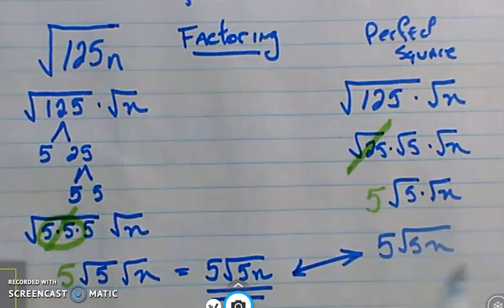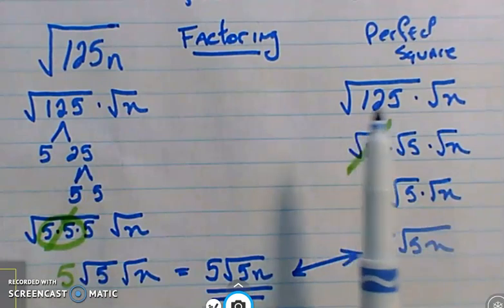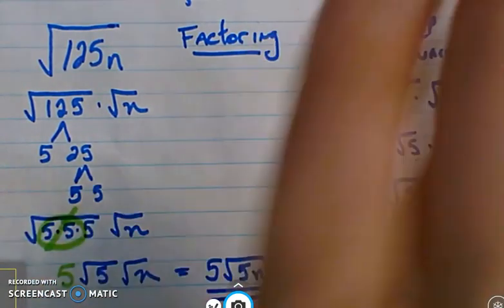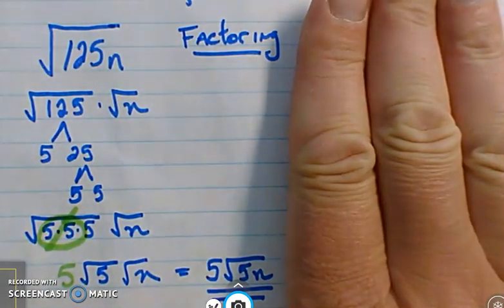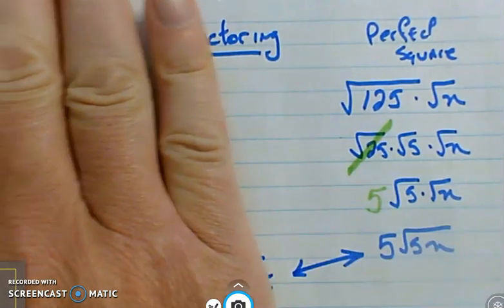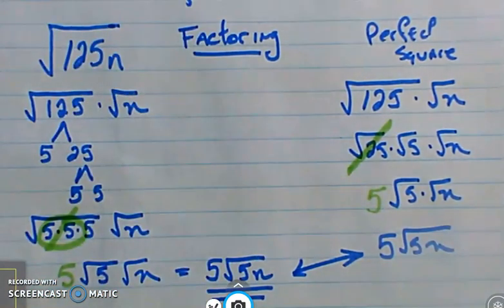Now, this is doing the problem two different ways. Your choice, whichever way works the best for you. If you prefer the factoring way, then just ignore this way. And if you prefer the perfect square way, then ignore the factoring. We'll try another example. Okay, I'm going to give you a moment on your own to give this a try, and then we'll see if we get the same answer.